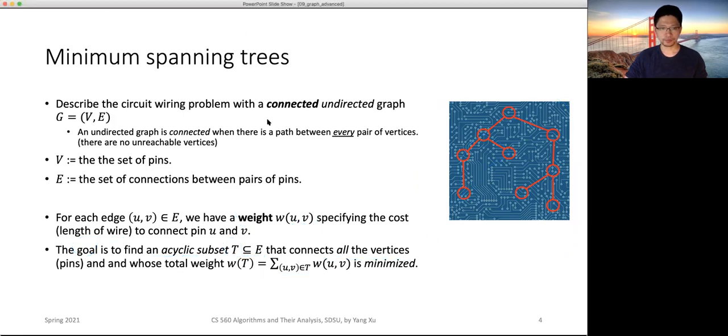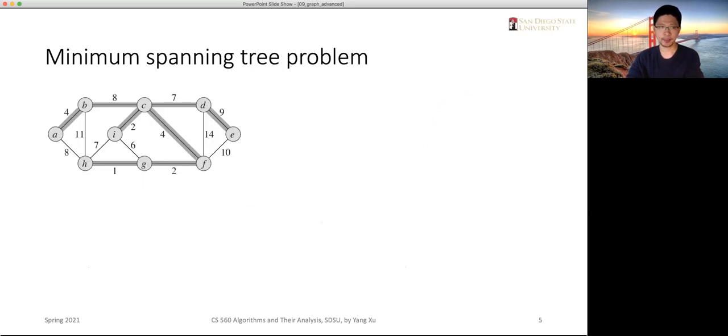So that is some basic definitions of what we want to achieve in the so-called minimum spanning trees problem, okay? So let's take a look at this specific example. And I think this example is something that we're gonna go through many times in this lecture, okay?